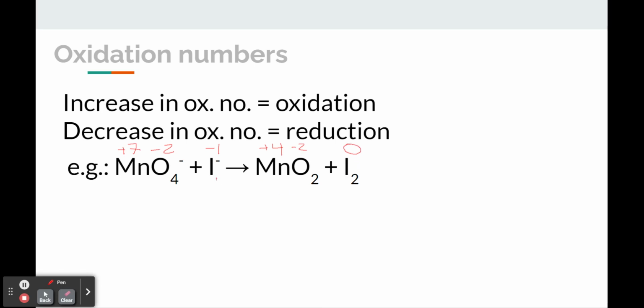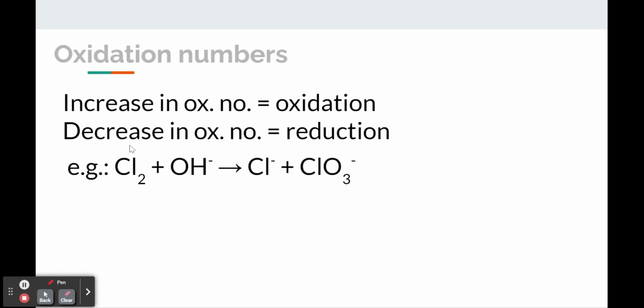Okay, so what happened here? The iodine went from -1 to 0. That's an increase in oxidation number, so that's the oxidation part. And the manganese went from +7 down to +4, so that's the reduction. So the permanganate is the oxidizing agent because it got reduced and allowed the iodine to oxidize. And the iodine got oxidized, which makes it the reducing agent because it allowed permanganate to reduce.